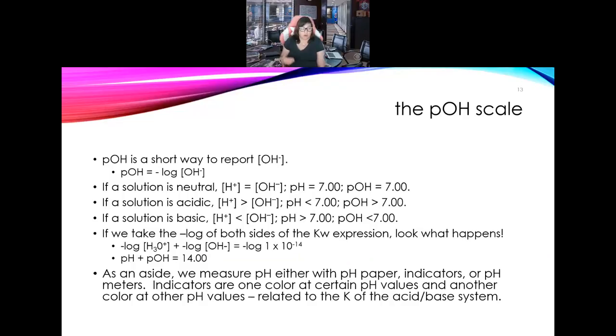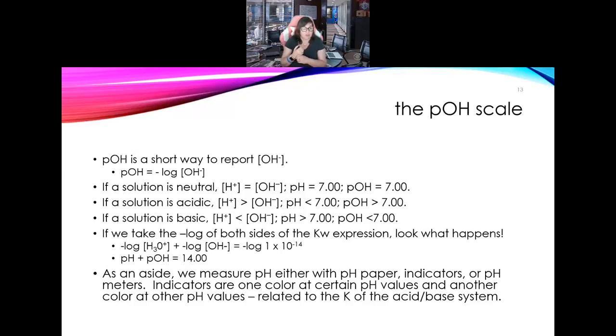POH is a short way to report OH minus. So again, pOH is defined in the same way as pH, except it's for the OH minus concentration. If a solution is neutral, the H plus equals the OH minus. Your pH equals 7 and your pOH equals 7. If your solution is acidic, your H plus is greater than the OH minus. That means your pH is less than 7 and your pOH is greater than 7. They're opposites of each other. If the solution is basic, the H plus is less than the OH minus, pH is greater than 7, and the pOH is less than 7.